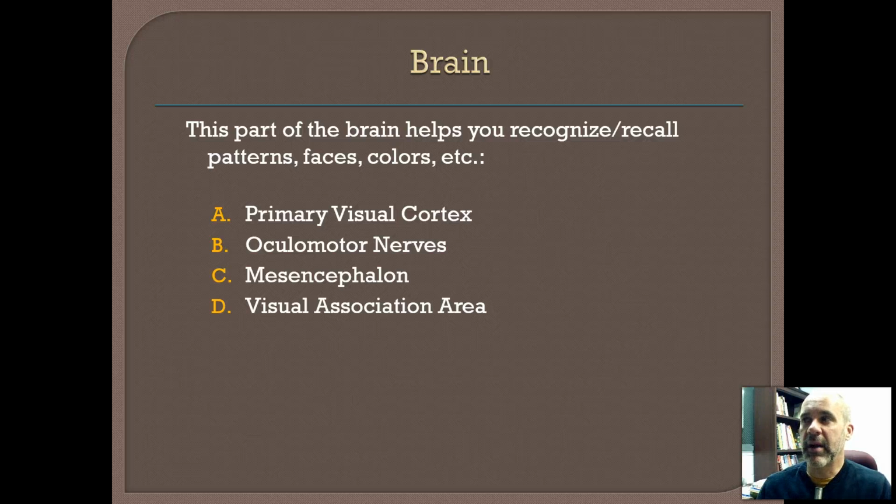This part of the brain helps you recognize or recall patterns, faces, colors, etc. All right, so hopefully we can tell that we're talking about sight here. So that's going to be visual.